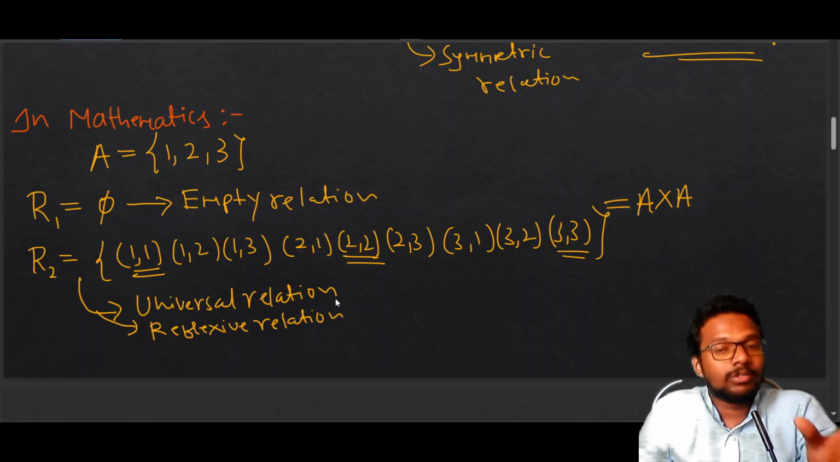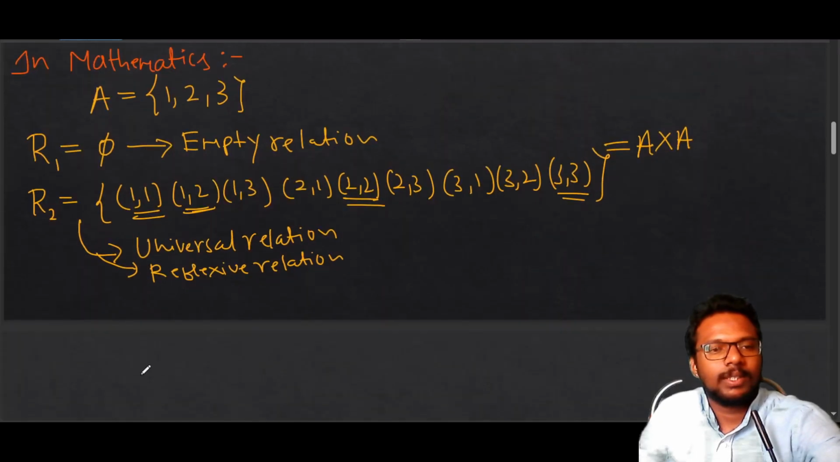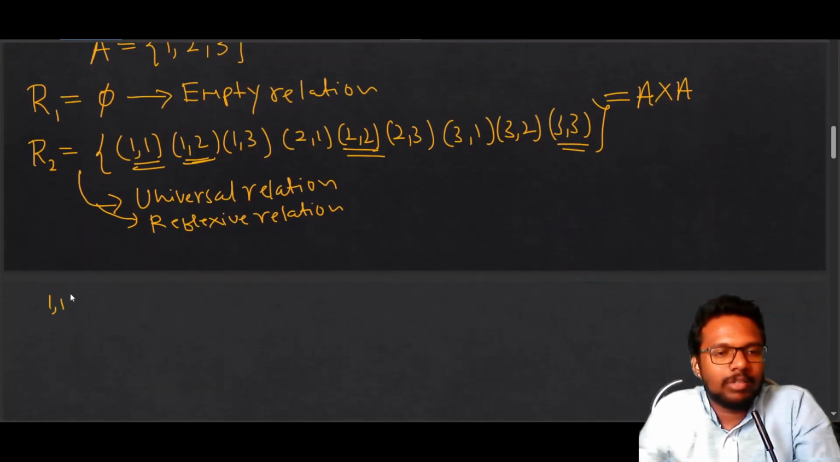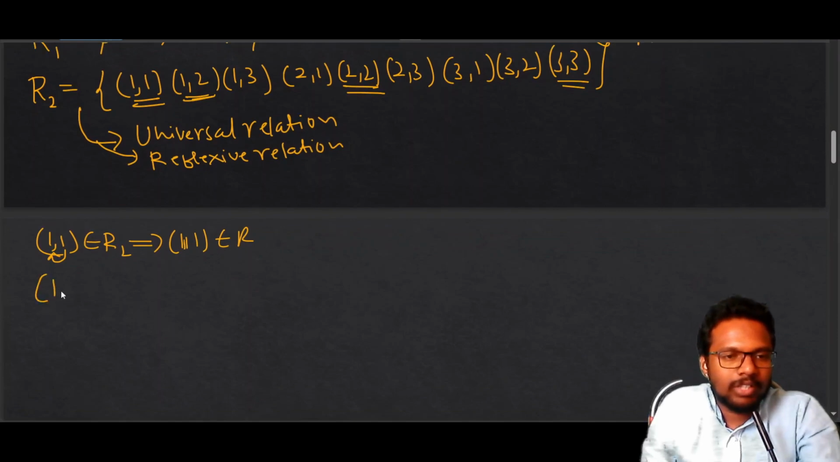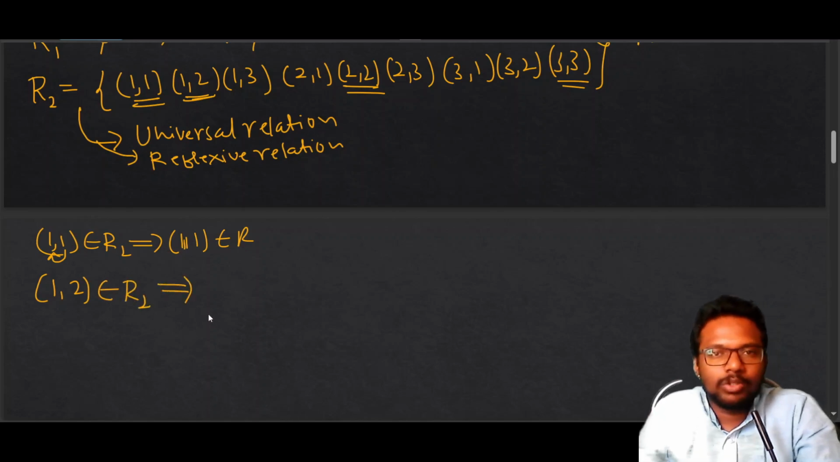Now if you apply R2 to the symmetric relation definition, let us consider some elements. First I consider (1,1) belongs to R2. If we reverse (1,1), it is again (1,1), which belongs to R2. So there is no problem. Next I consider (1,2) belongs to R2.